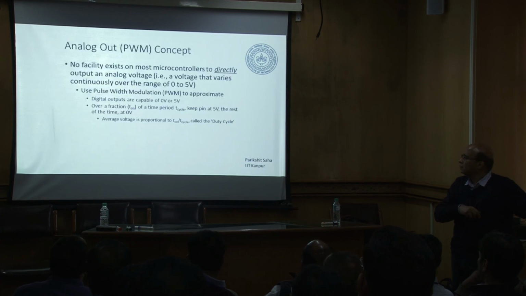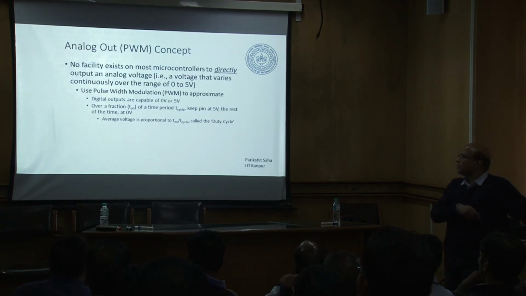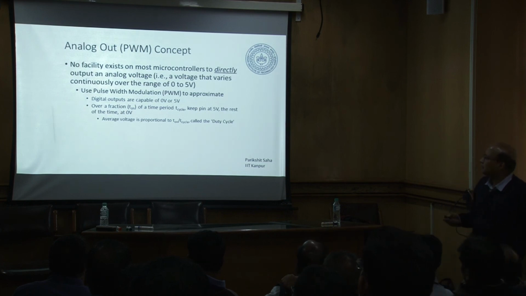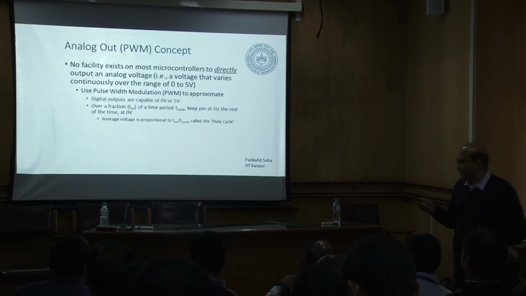Now we are coming to the microcontroller, the motor control part. When you're running a DC motor, it would require an output voltage from 0 volts to 5 volts, right? Now in this device, the microcontroller is a digital device, so it cannot give you an analog output in that sense.